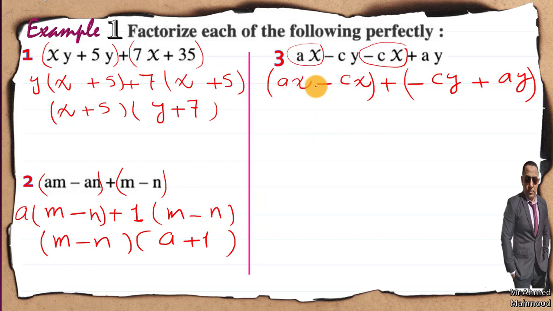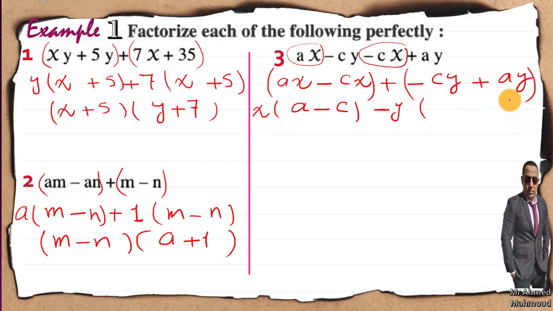Now I have x is a common factor. Ax divided by x equals a, negative cx divided by x equals c. Here the common factor is negative because I have negative here, so I'm going to write minus here. Then the common factor is negative y. So the sign of the second bracket depends on the common factor. The common factor here is negative because this is negative.